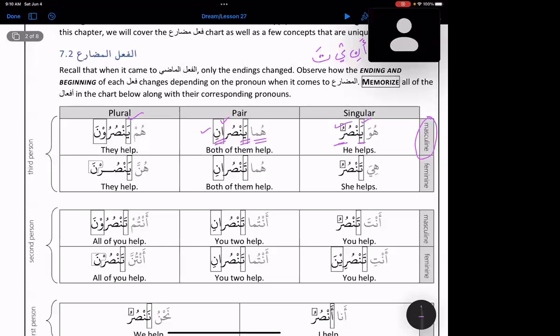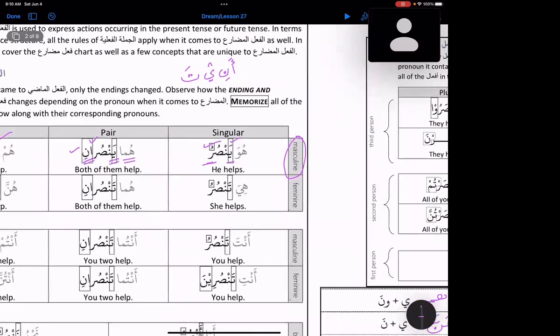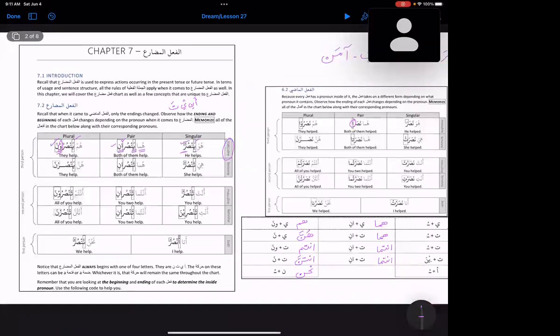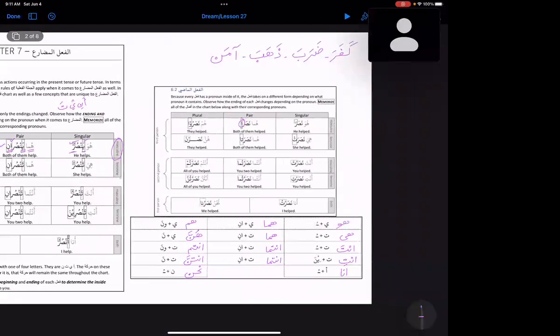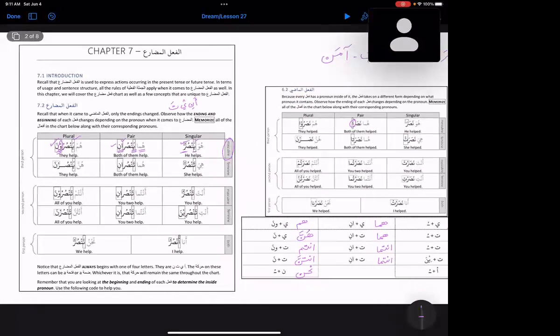Then huma, we are adding alif noon, and for hum we are adding waw noon. This waw is basically the fa'il. And this noon is telling us that this is the regular version of fi'l mudari'. So hum yansuruna. So let's take one word and we can do this masculine practice. Let's say I have the word kafara. Kafara, when it comes to fi'l mudari', is going to conjugate the same like nasara because they are the same verb.